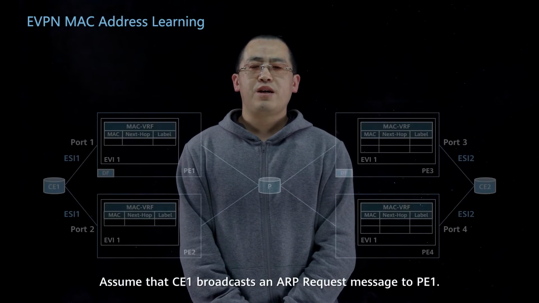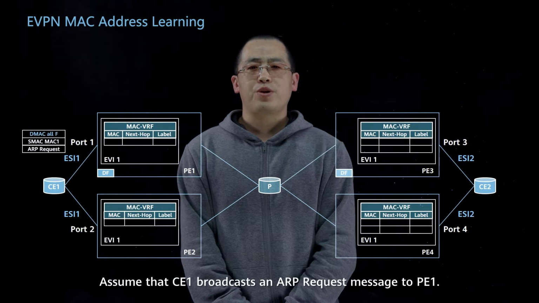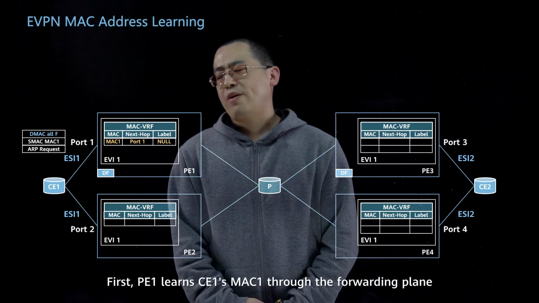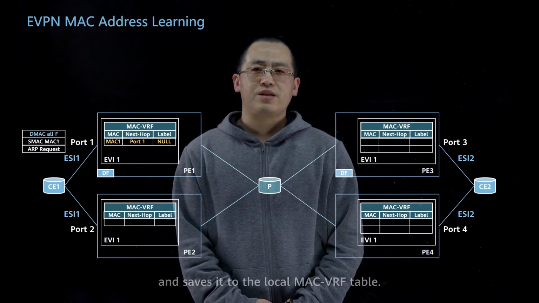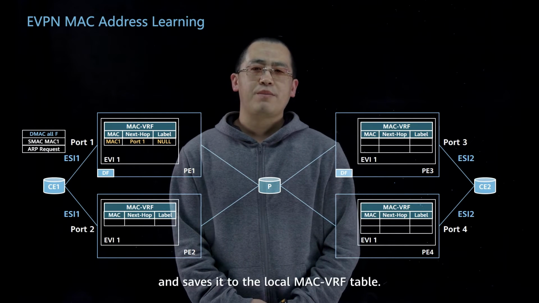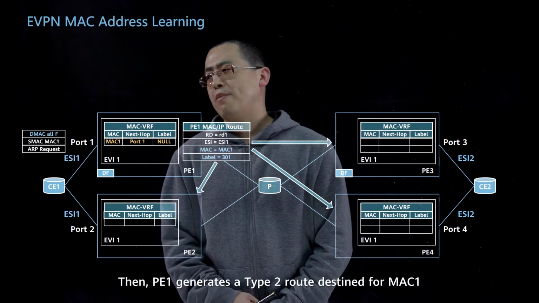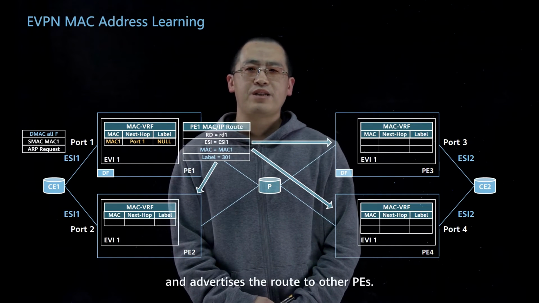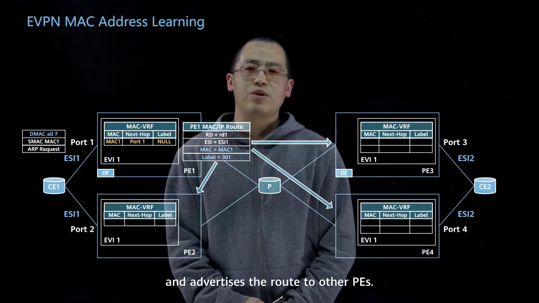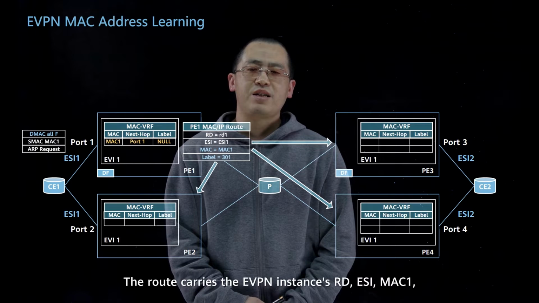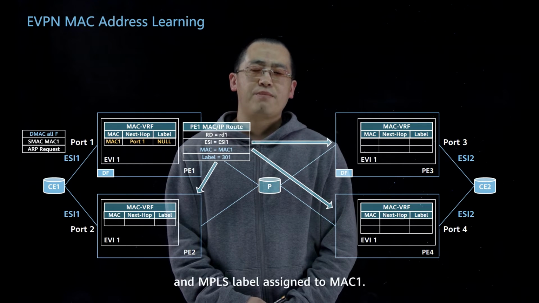Assume that CE1 broadcasts an ARP request message to PE1. First, PE1 learns CE1's MAC1 through the forwarding plane and saves it to the local MAC VRF table. Then, PE1 generates a Type 2 route destined for MAC1 and advertises the route to other PEs. The route carries the EVPN instance's RD, ESI, MAC1, and MPLS label assigned to MAC1.